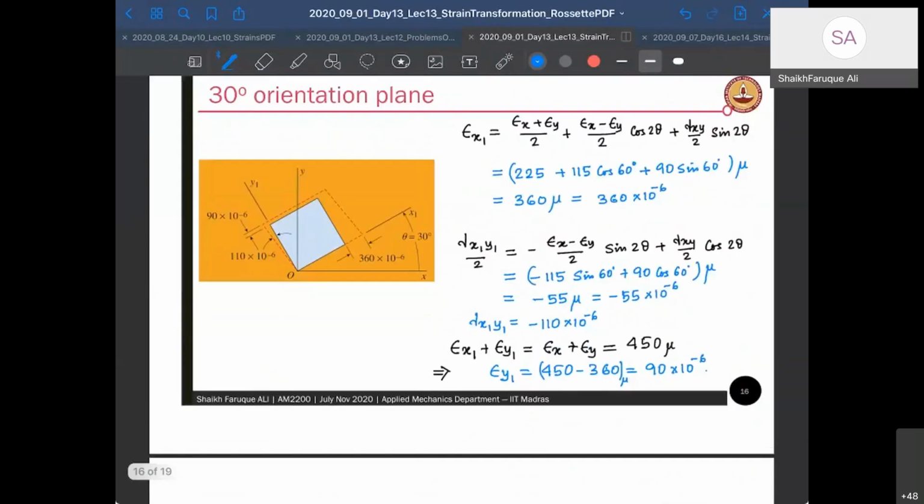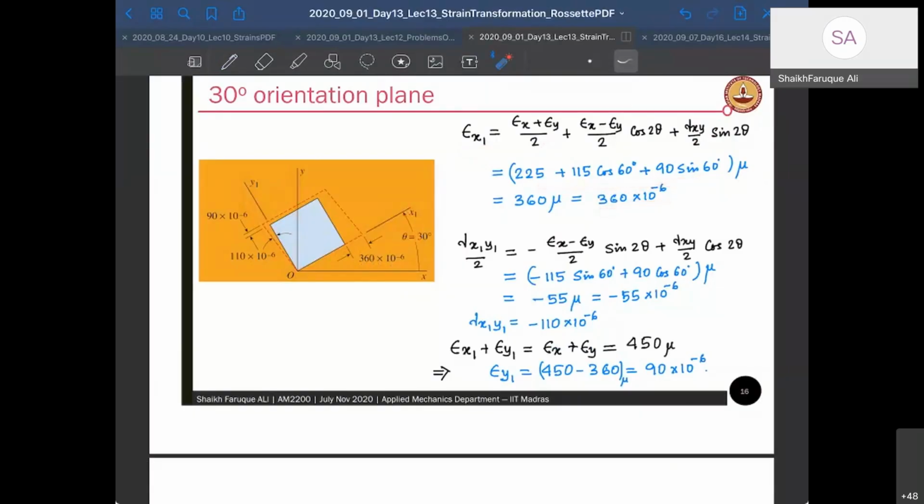Now I have to find, in the oriented element, what would be the values. My oriented element is at angle 30. So this is my new x coordinate and y coordinate, which makes an angle 30 degree positive, that means anti-clockwise, with respect to your original xy coordinate system. So epsilon x dash is going to be this. I just put the values because I've already found those values, and if you put them, you get 360.